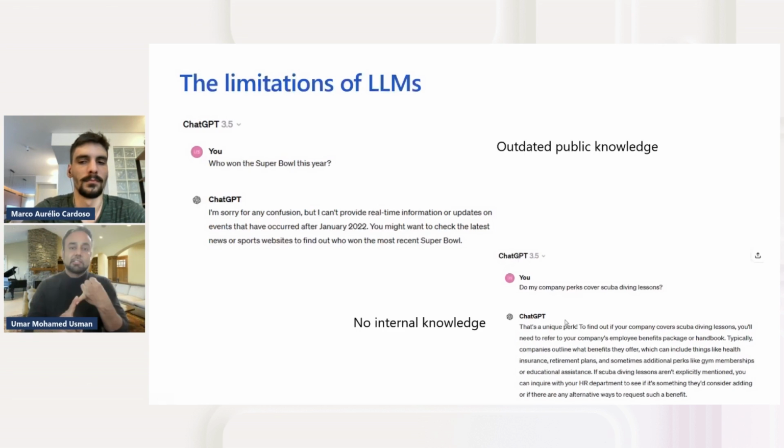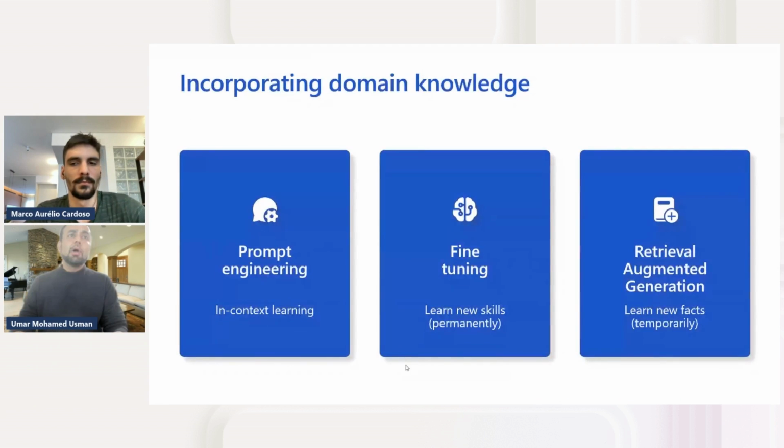It doesn't have the latest information from the world, nor does it have the internal knowledge of your company. So how do you overcome that? Here are the different ways people generally overcome the LLM limitations. The first one is prompt engineering.